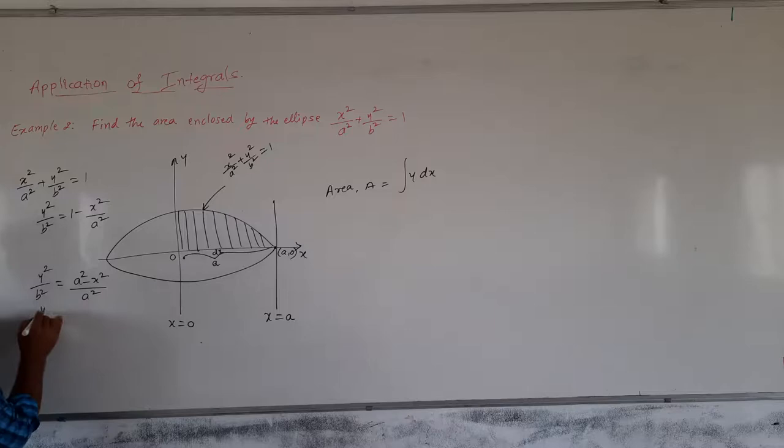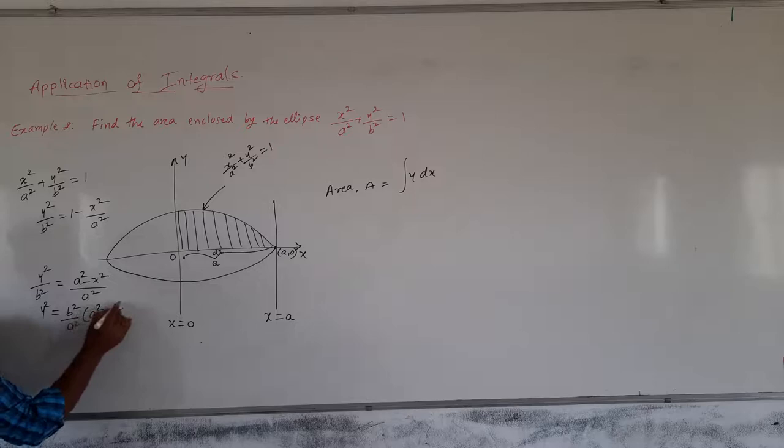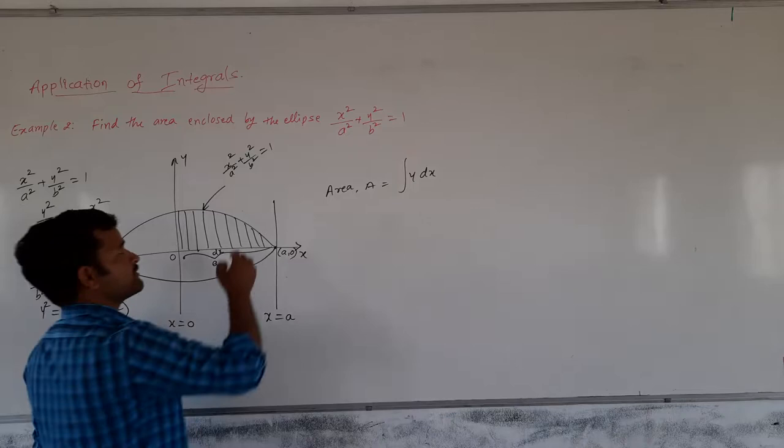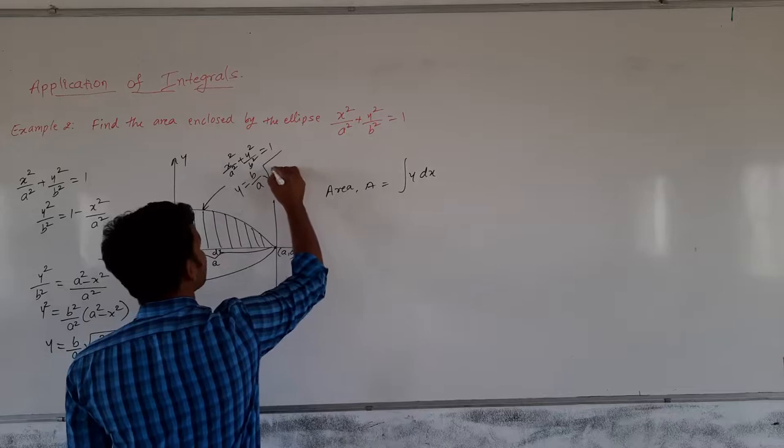This can be written as Y square is equal to B square by A square into A square minus X square. Now taking square root on both sides, Y is equal to square root of Y square, it becomes Y, square root of B square by A square becomes B by A. So we have B by A into square root of A square minus X square. See, Y equal to f of x, I told you, no? Here Y is equal to B by A into square root of A square minus X square. This is the curve.